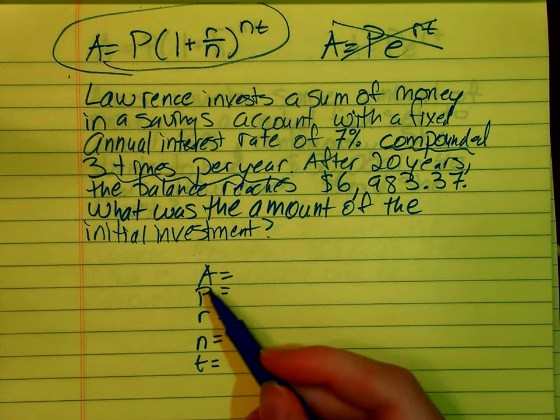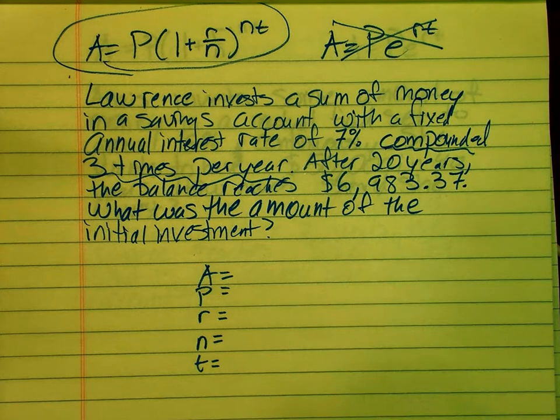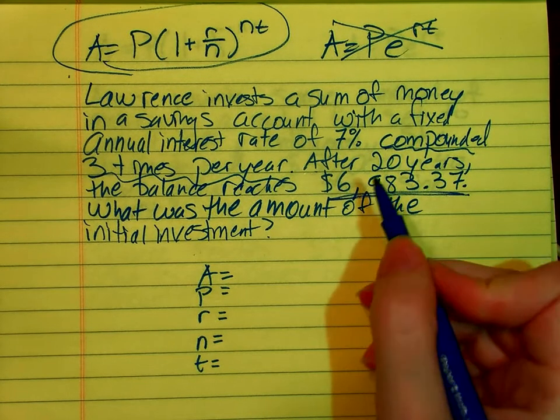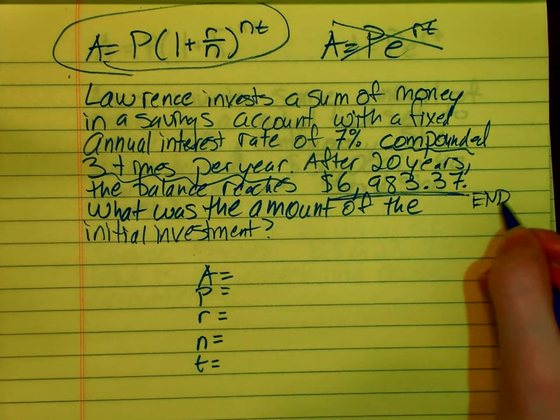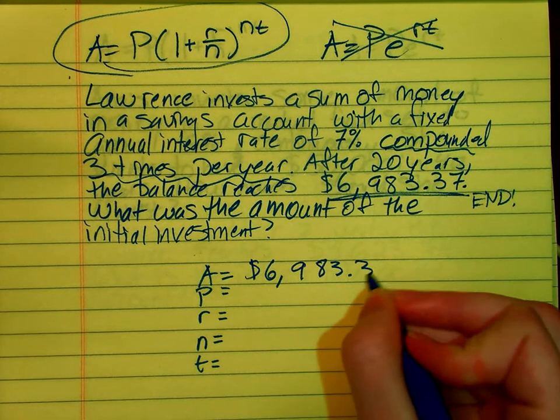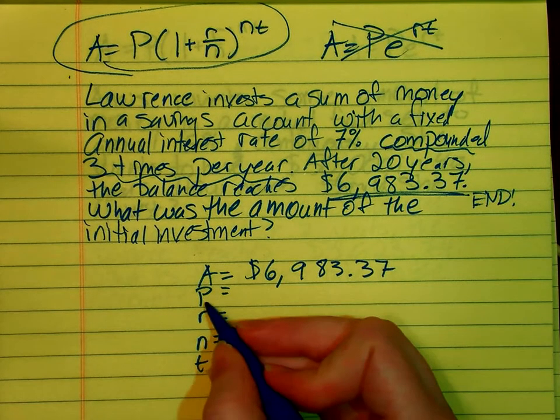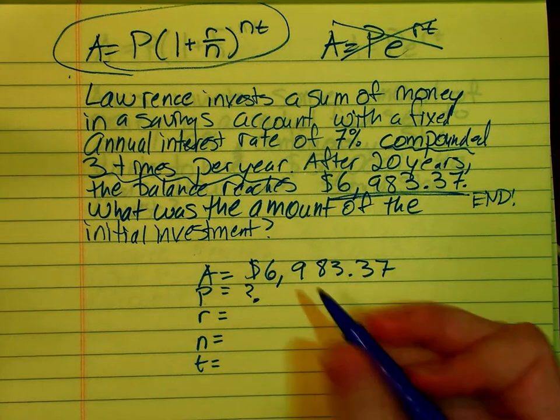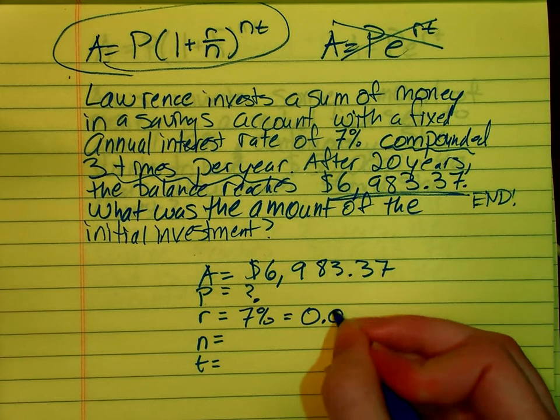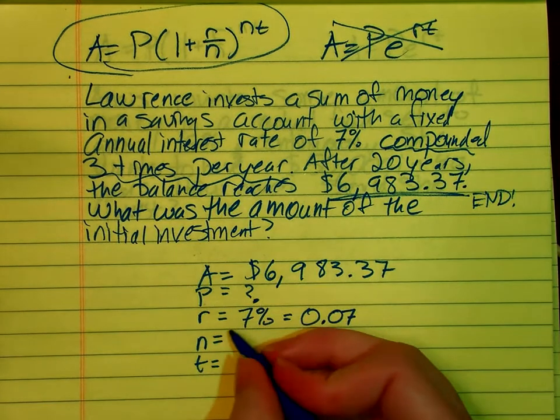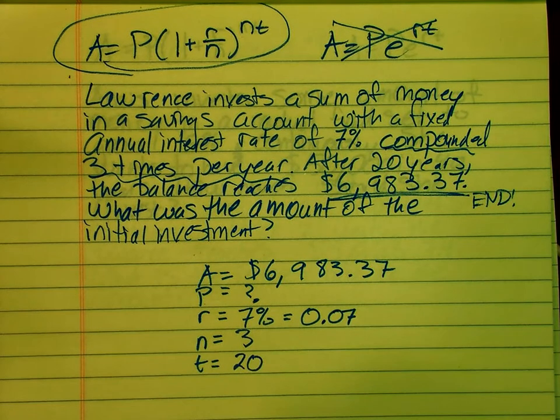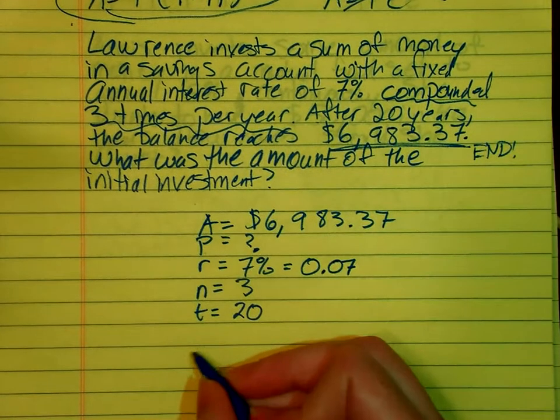So do I know the ending amount? Yes, I do. This time it says this is my ending amount. So if it says after 20 years, that's an ending amount. So then my ending amount is $6,983.37. My starting amount, I don't know that. That's where I'm going to put my question mark. My interest rate is 7%, which as a decimal is 0.07. Number of times per year is 3. And the amount of time passed is 20. So now we're going to go ahead and rewrite my equation.